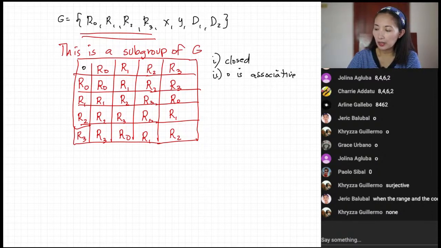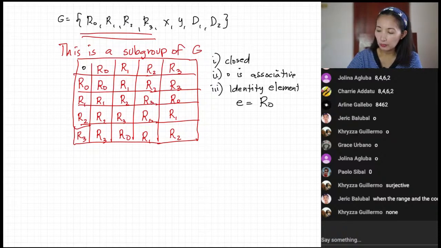Then number 3, identity element. Is there an identity element? Yes, and we said before that the identity element here is R sub 0. So it has R sub 0.